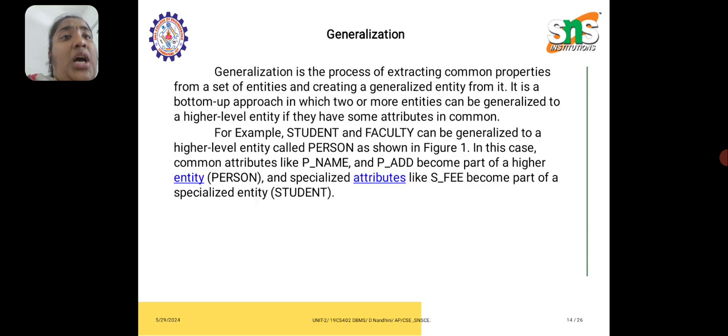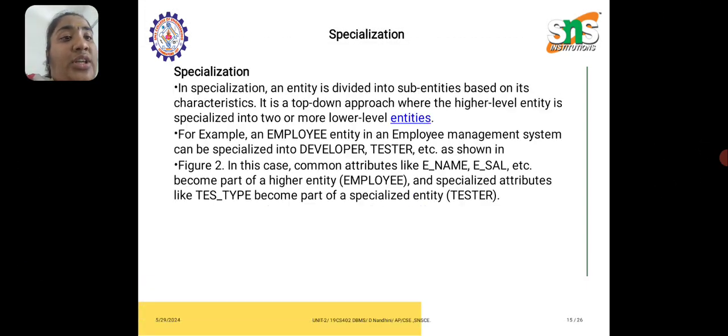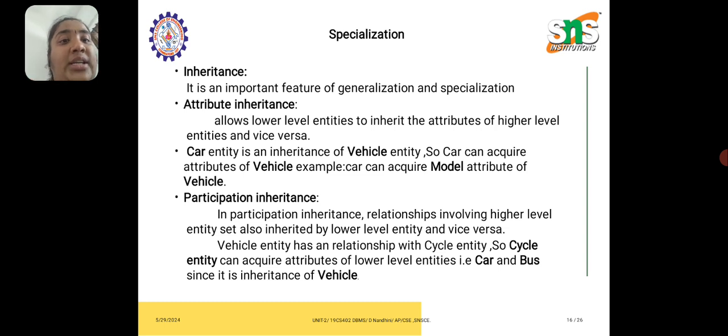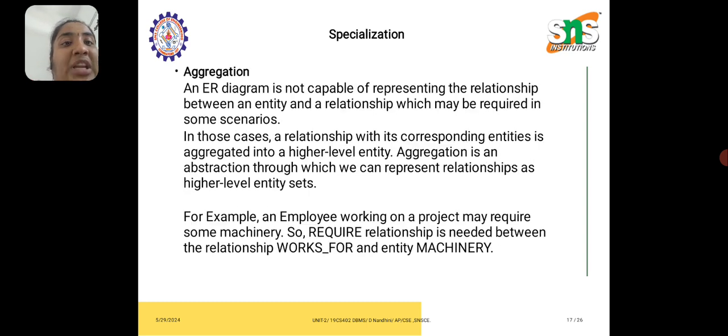So in this, generalization is an attribute with a person and its specialized terms. In specialization, we have an employee with a tester and then lower level employees. Next one is inheritance. In this we have seen a bottom up approach and a top down approach. Attribute inheritance with a car, where vehicle is an entity and the car is inherited from it. And in the vehicle entity, a cycle can be an entity of it. In aggregation, some workers need machinery, which requires a relationship between them.